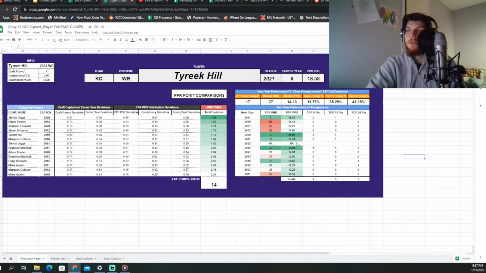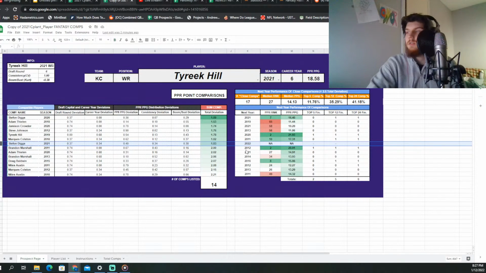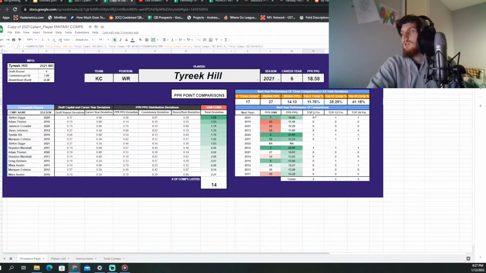Based on all the comps, of course, there are players whose next year is 2022, where there's no data yet. That's actually included within this. So if a player has a lot of 2022 or 2021 comps, then this number might be a little bit off, but for the most part it's right. Besides, there's only 17 total comps. This is a total of 14. As you can see, it counts how many.